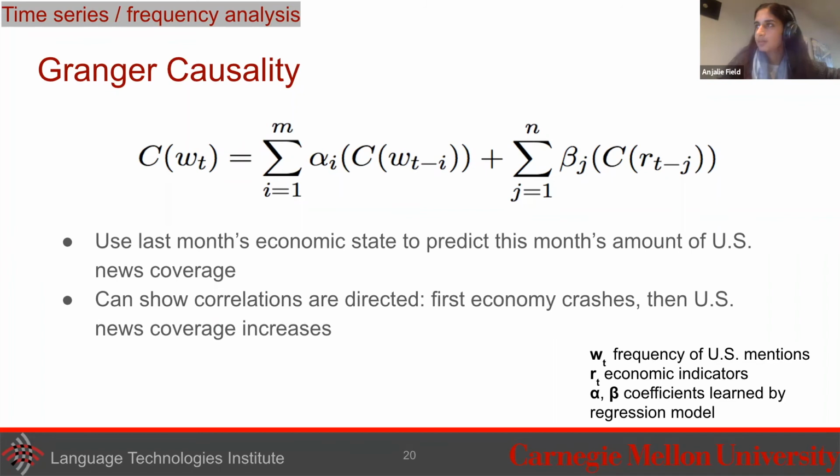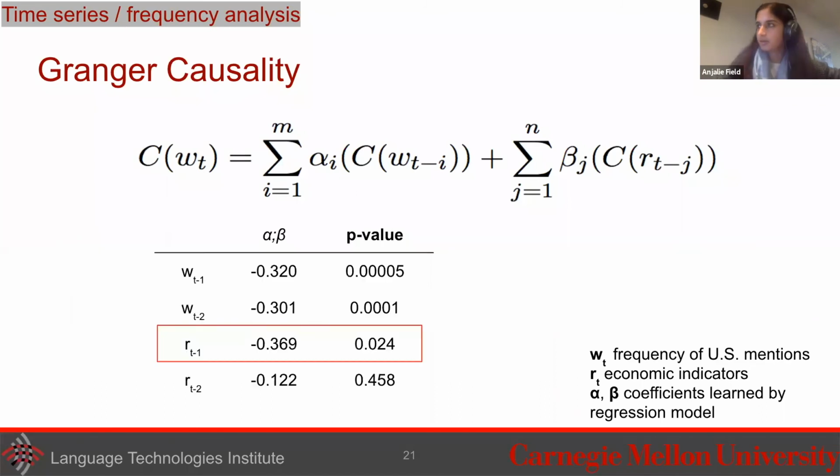So I'm not going to go through all of this in the interest of time. I'm happy to follow up later if there are more questions. But basically, we fit a regression model where we learn coefficients on last month's economic data and last month's news coverage and try to predict this month's news coverage. And if we find that these economic coefficients are significantly different from 0, then we can say that there is some directed effect here. And that is what we found in this result.